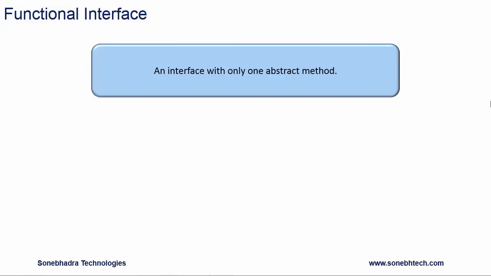The purpose of a functional interface is to provide a single functionality as defined by the abstract method. Lambda expressions can be used to provide the implementation of the function declared in such interfaces without the need to create a class.